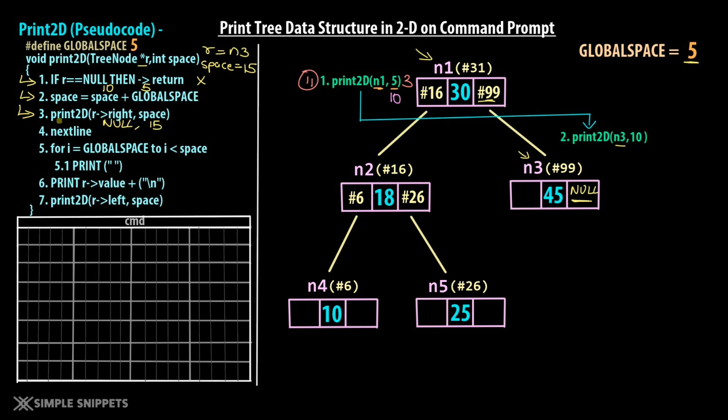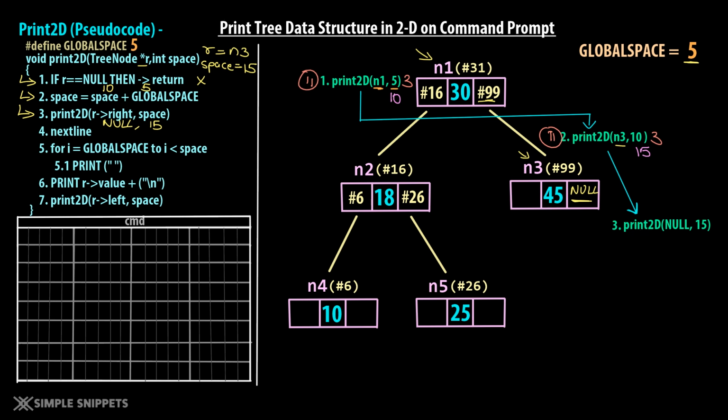So when this print2d is called, our second print2d will go in a pause state at step 3. Correct? So at step 3 it is going to be in a pause state. It will call third print2d, and we are passing null and the value 15. So inside the second print2d the space value has become 15. Let's write 15. Let's not forget that. Let's write 15 over here. Okay. And now the third print2d execution will begin.